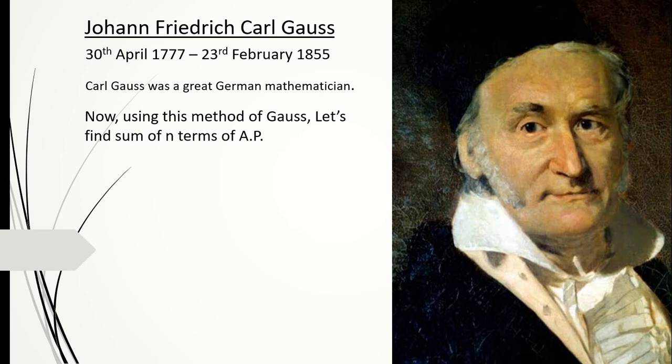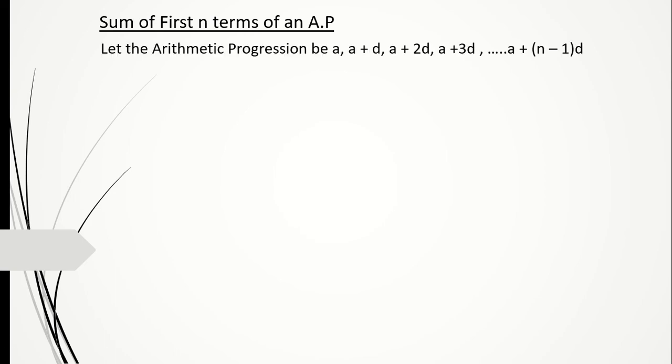So now this method, Gauss's method, we are going to use to find the sum of n terms of an AP and derive the formula for it. Same method we are going to use, but we are going to generalize it. He used it for adding 1 to 100. Same method we will generalize for adding the first n terms of the AP. So let's say our arithmetic progression is like this: a, a plus d, a plus 2d, a plus 3d.